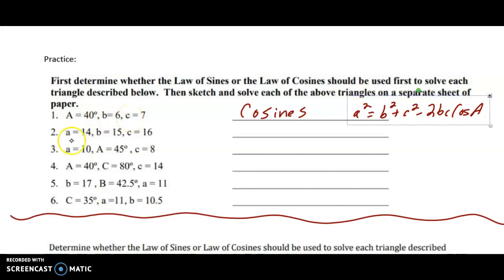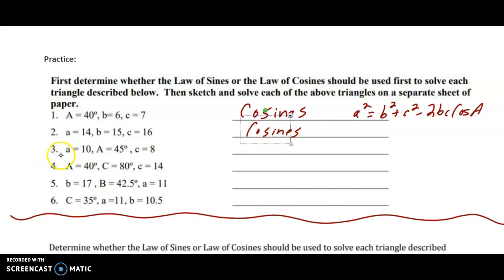Okay, and look, if you look at number 2, I have 1, 2, 3 sides here. I don't have any angles, so I cannot use my law of sines here. I have to use my law of cosines because they didn't even give me any angles. Okay, so a little tip when you're using the law of cosines. Oh, never mind. Sorry, I was thinking ahead.